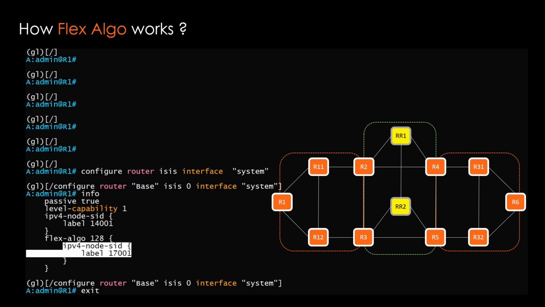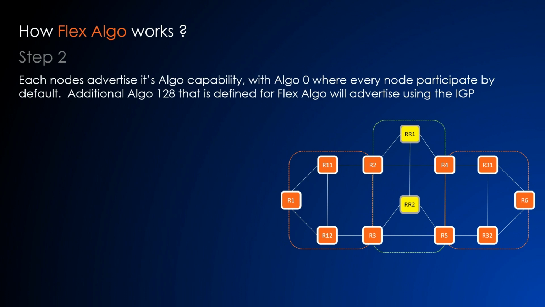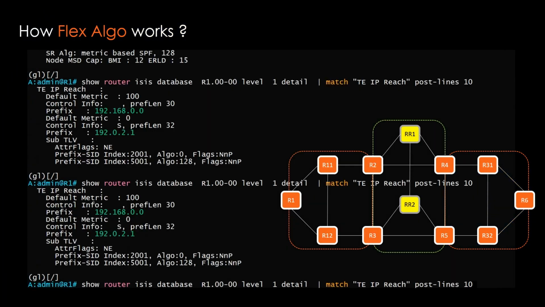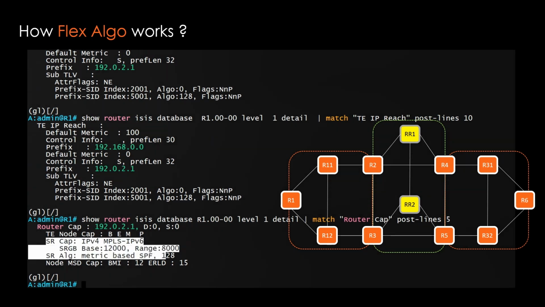Now, once we configure the separate prefix set for Algo 0 and Flex Algo 128, each node advertises its algo capability, either Algo 0 where every node is participating, or the additional algo that has been defined for the Flex Algo, while advertising using IS-IS. If you look at the output advertised by R1, it advertised SR Algo 128. It also advertised the SRGB base starting from 12,000 with a range of 8,000, which is configured. Along with that, it advertised the SR capability such as SR Algo 128.